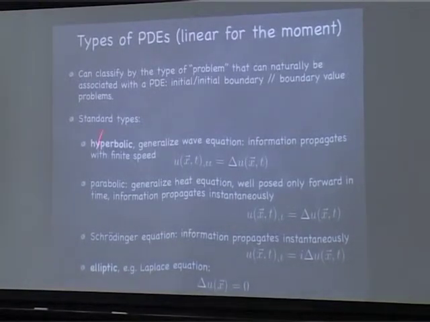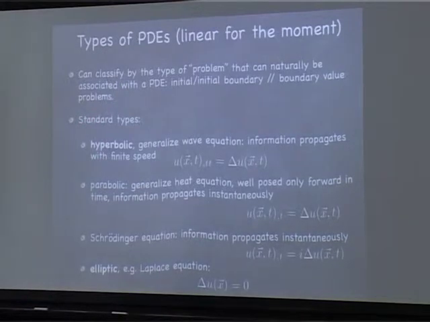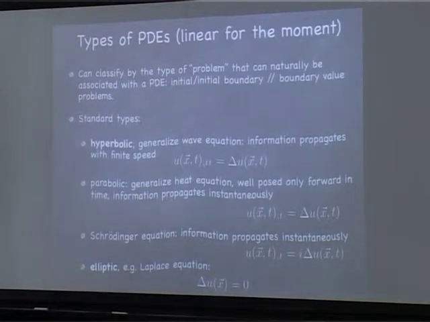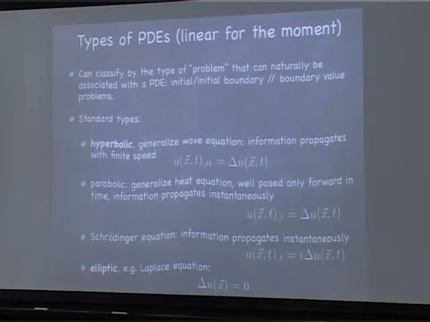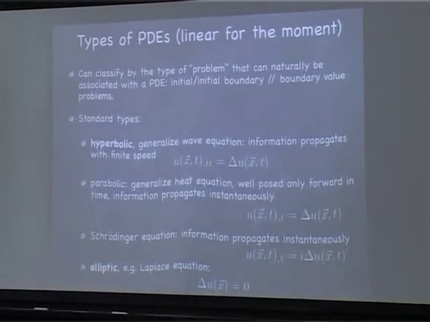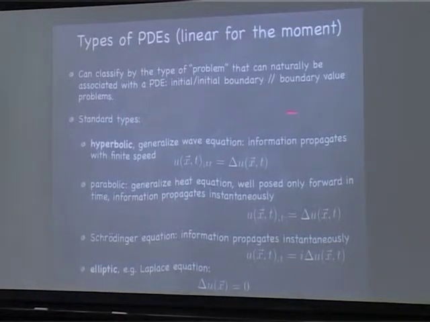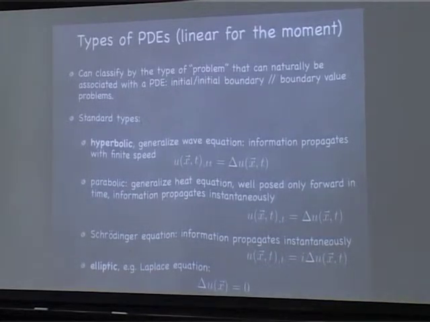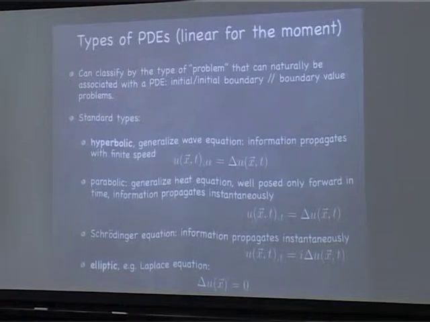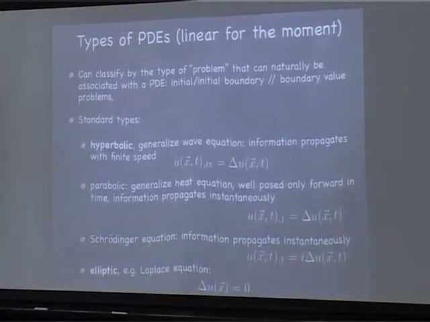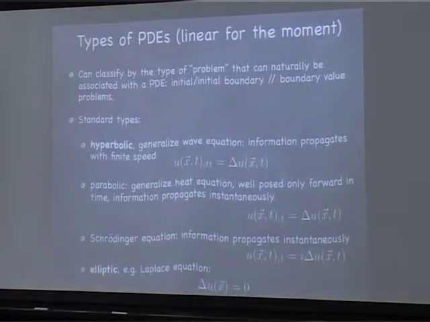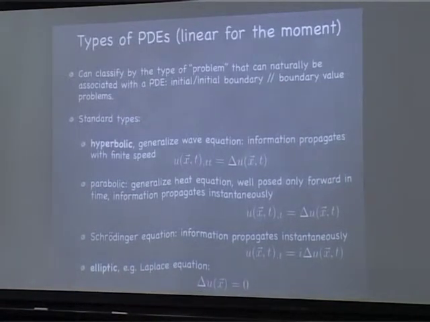Okay. There are four standard types which I want to mention, which are all relevant for physics, and two of these we're going to talk about more. There are hyperbolic equations, which are some generalized wave equation. The basic physics in these equations is that there is information which propagates at finite speed. This is the prototype of a relativistic field equation. It describes information which propagates at finite speed.